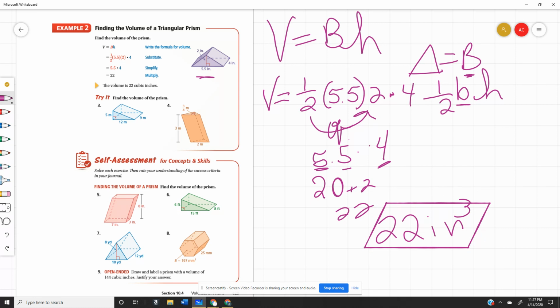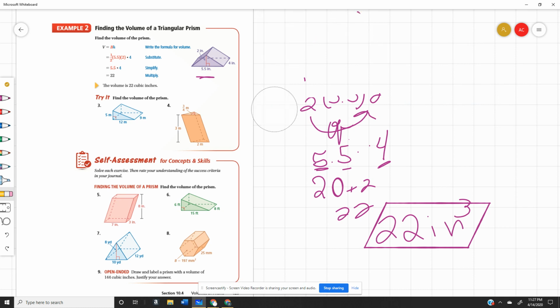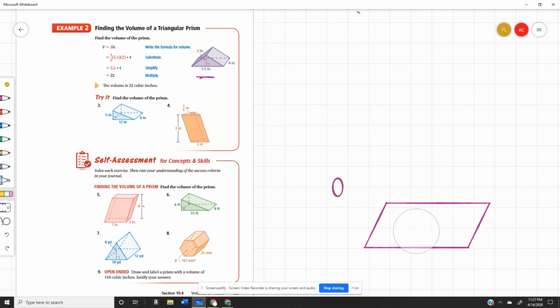All right, go ahead and pause and try to do the try-its on your own. I'll go ahead and erase. I got some figures here I gotta delete. I've been trying not to draw these figures too much today. All right.